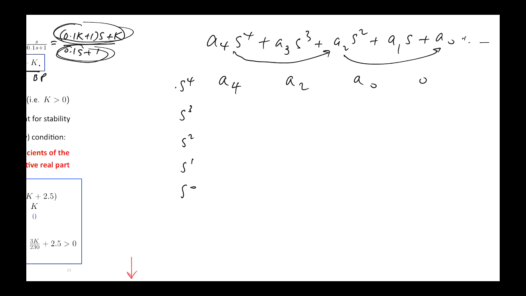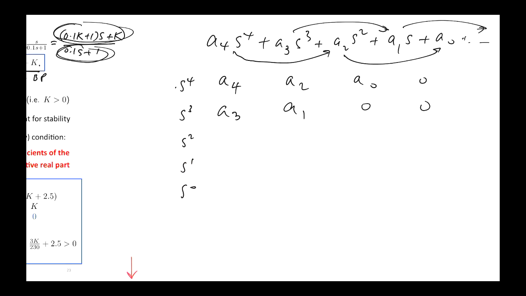The second row is then made up of the remaining coefficients. So again, you start with the coefficient of the label of the row, so we'll get A3, skip one, A1, skip one, effectively 0, and so on. So the first two rows of the Routh array are very easy to build. They just come directly from the polynomial that you're working with.